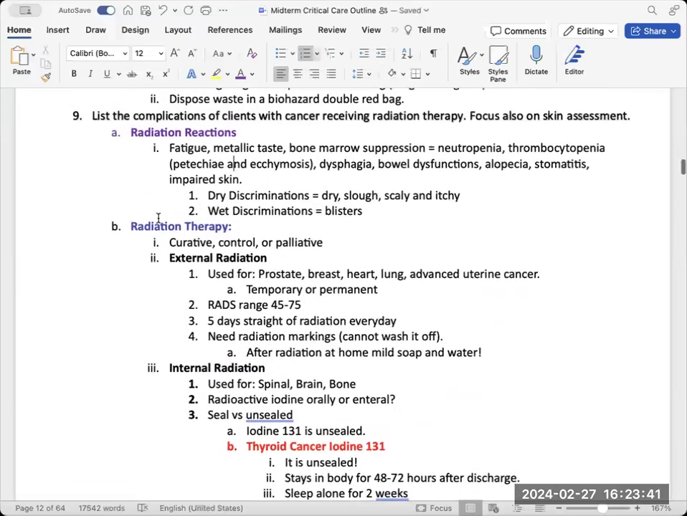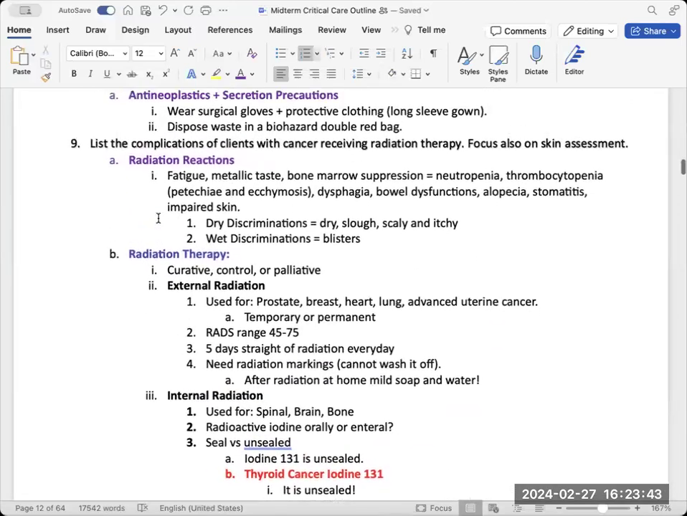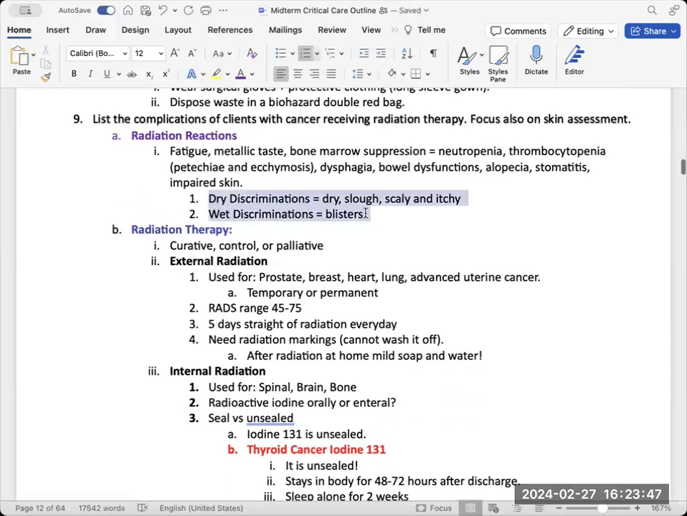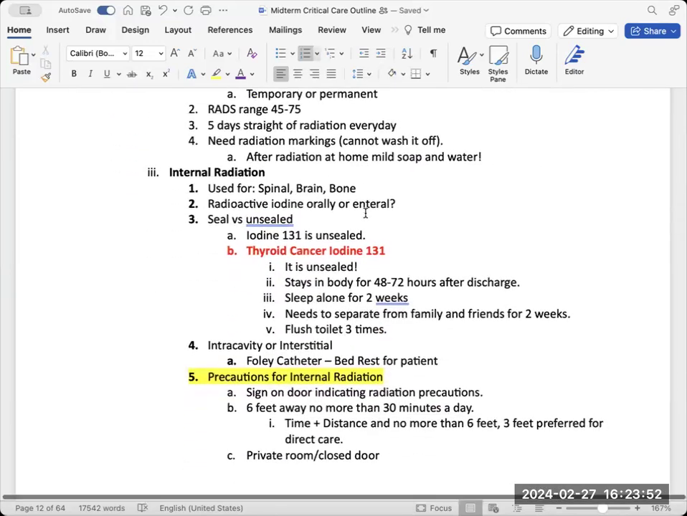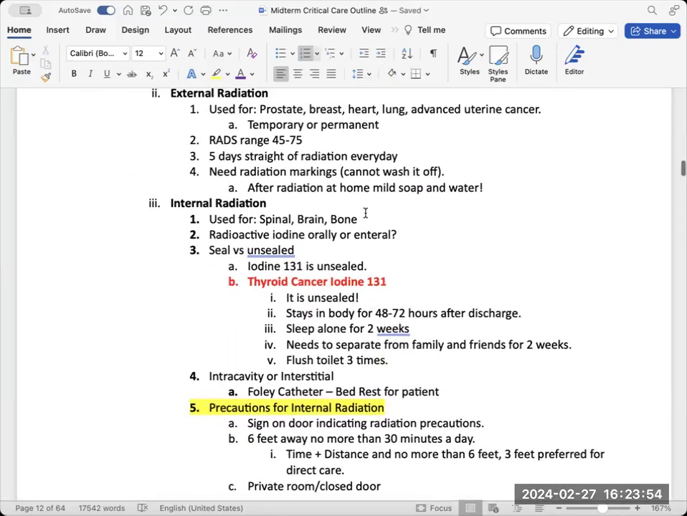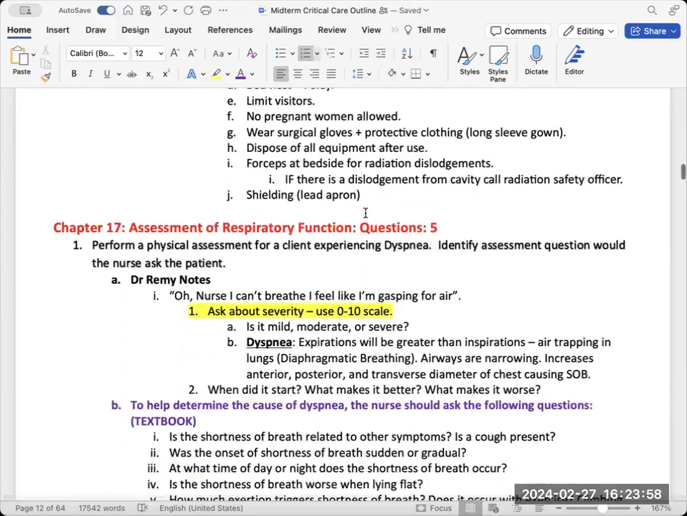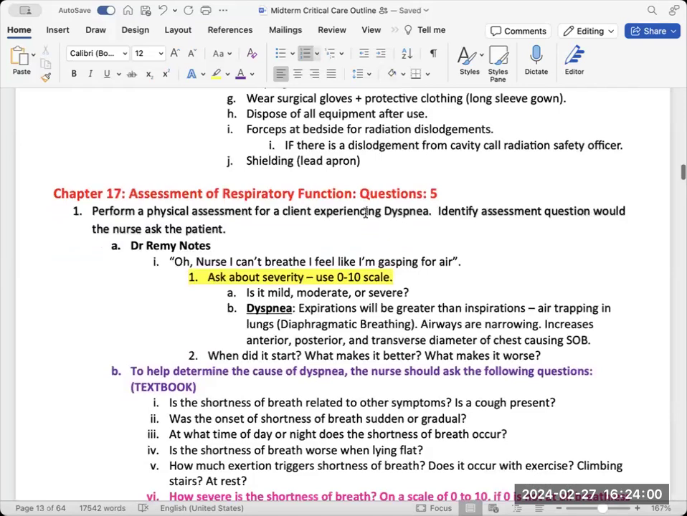Okay, but I think this question is just simply going to be the complications of radiation therapy, like skin related. So we talked about wet versus dry, alopecia, stomatitis, things like that, as well as petechiae or ecchymosis, because those are skin changes that could happen because of thrombocytopenia. But these are just other things that happen with cancer, because everything's fair game, since she mentioned it in the overview.